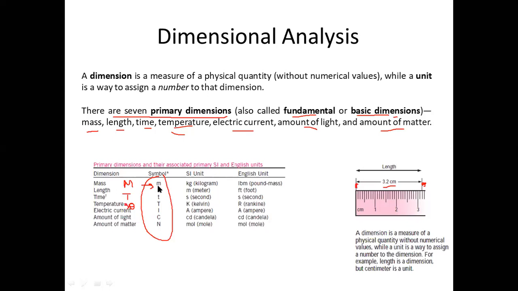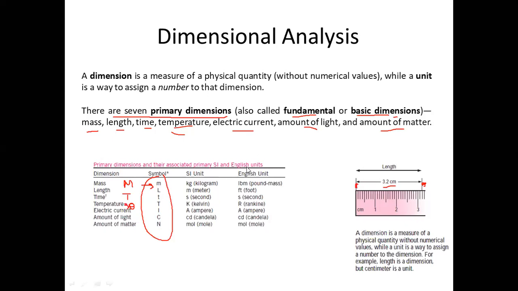Similarly, mass is an independent dimension. There are 7 dimensions which are independent, basic, fundamental. You cannot find them with the help of some other dimensions. They depend on themselves only. So these are called the basic or the fundamental dimensions.